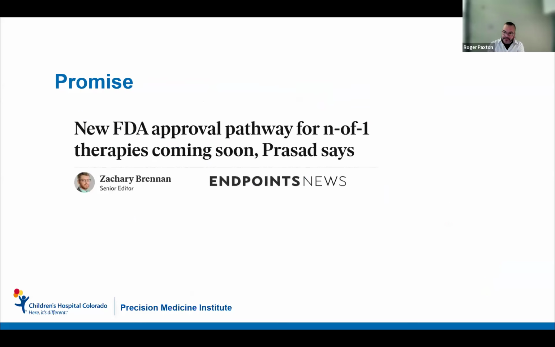And then with promise as well, a story came out in Endpoints that Prasad of the FDA has stated that there will be an approval pathway for InnovOne therapies coming soon. We shall see, but we shall also hope for this.